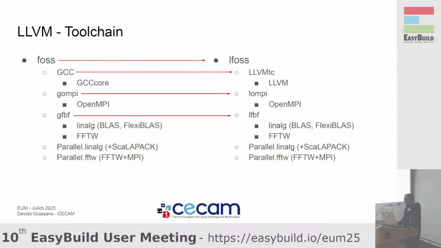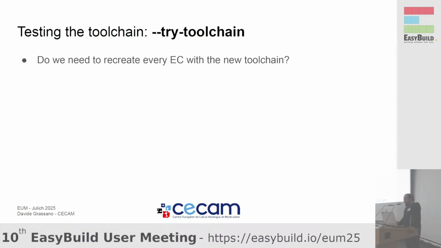So after deciding on a name to use, what do we do? Do we start to rewrite literally every EasyConfig file with the new toolchain? Ideally, this is what we are going to have to do at the end, but that's not ideal for testing because otherwise we're going to go crazy. For this, we can leverage the very nice option that EasyBuild offers, that is try-toolchain. We can basically take an EasyConfig that already exists and try to compile it with a different toolchain, and EasyBuild will take care of substituting the toolchain wherever it is needed.